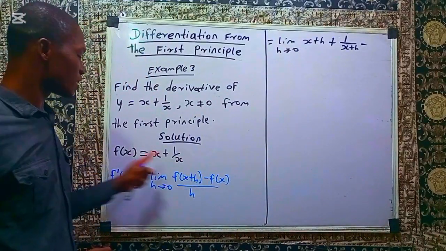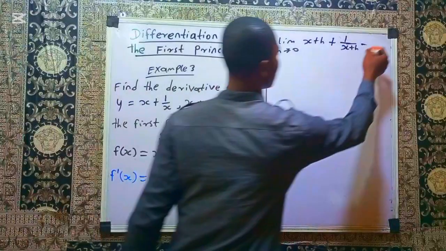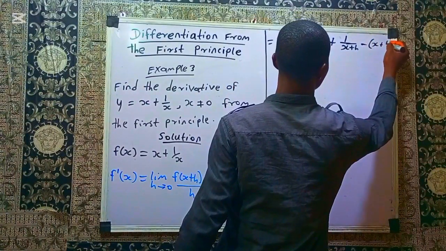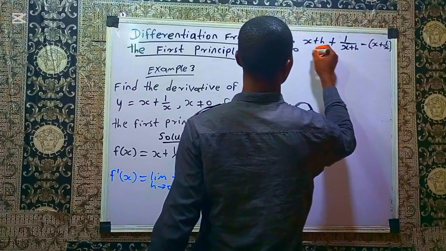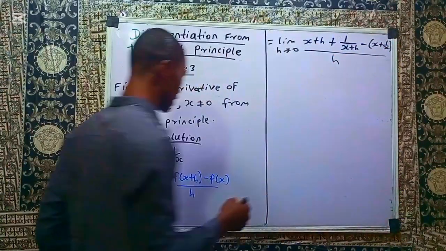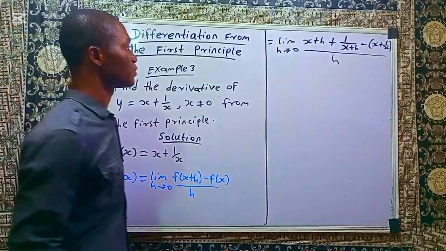f of x is the original function given to you in your question. That is x plus 1 over x. This is the original function, and that's your f of x. Then we'll have this all divided by h, according to the formula for the derivative of a function from the first principle.